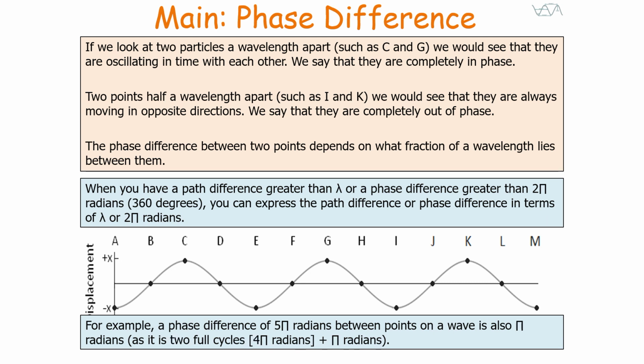So a phase difference of 5 pi radians between points on a wave is also pi radians, because you've had 2 full cycles of the wave, which is 4 pi radians, plus that pi radians. Whilst for example, a phase difference of 6 pi radians between points on a wave is also 0, because there have been 3 whole cycles of the wave, 6 pi radians.